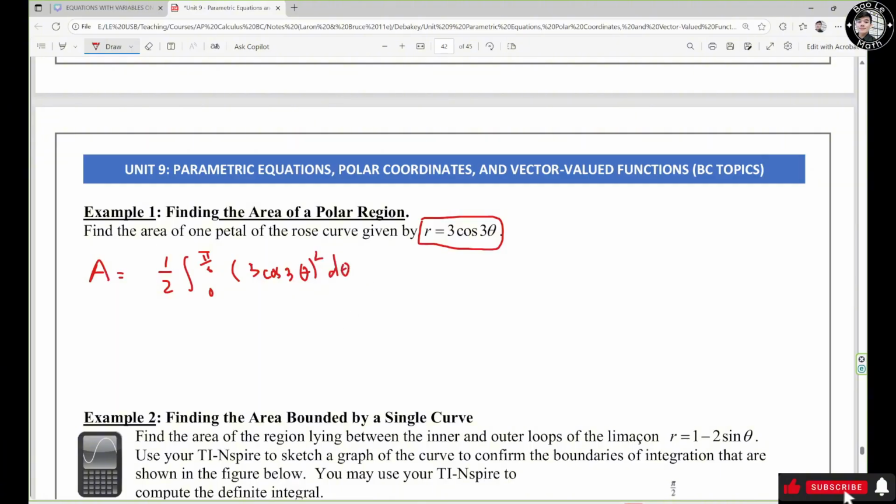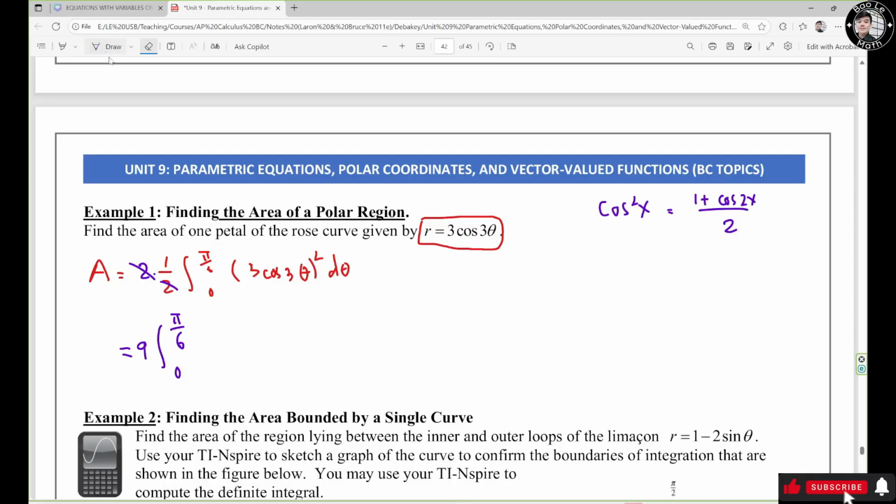Now we just calculated the area of the upper half of the petal, so we need to multiply by 2 to get the area of the whole petal. So this turns out to be the integral from 0 to pi over 6. Now 3 squared equals 9, so I put 9 in the front. The 2 and 2 right here cancel out, leaving cosine squared 3 theta.